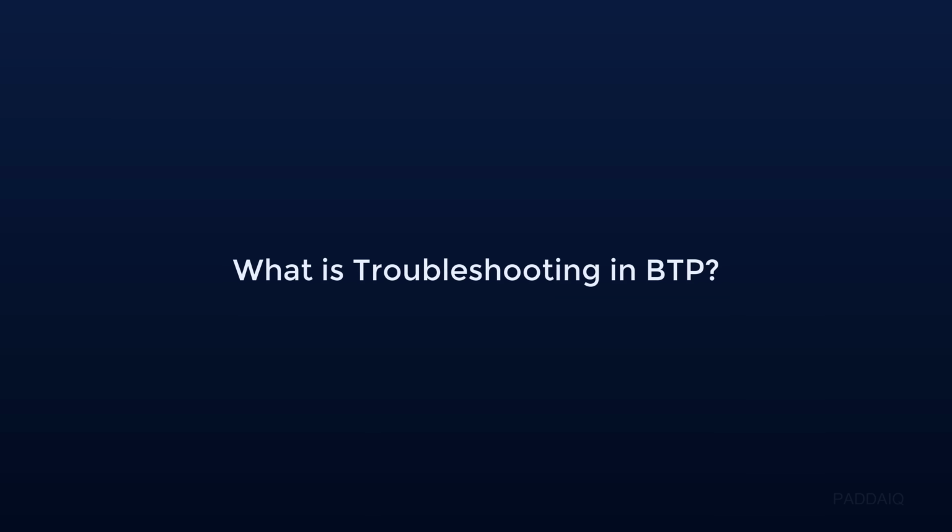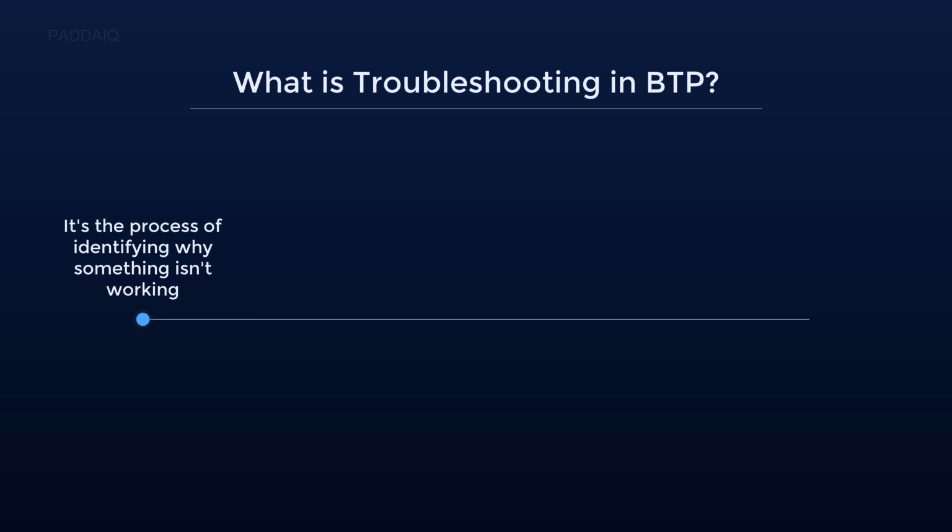What is troubleshooting in the Business Technology Platform? It is the process of identifying why something isn't working. Think of it as detective work for your applications. When an error occurs, you systematically find the root cause. For instance, if a user cannot log in, you check their credentials and system permissions. This methodical approach ensures you can resolve issues effectively.